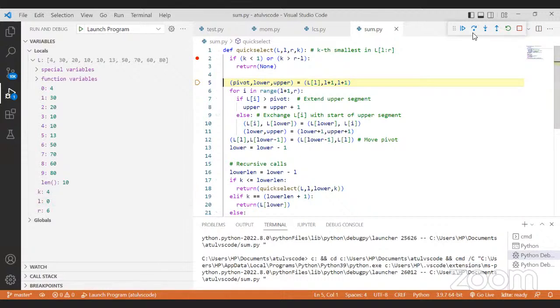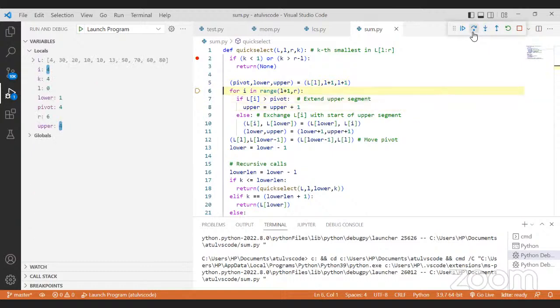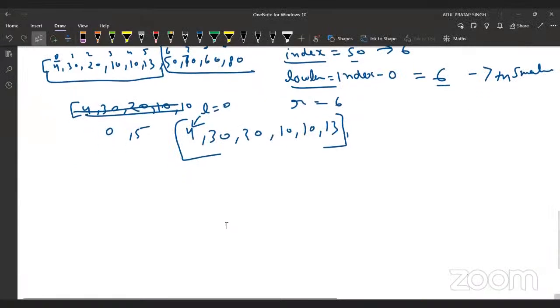Now in the next iteration, we will check. Our first element is 4, so we will select this 4 as the pivot element, and then we will perform the partition algorithm again. Now upper lower equal to 0. In this case, the pivot position will remain the same. That means our pivot element 4, after sorting, will come at the same position. Now this is the pivot element, and 30, 20, 10, 10, and 30. Now we will perform our quick select here.